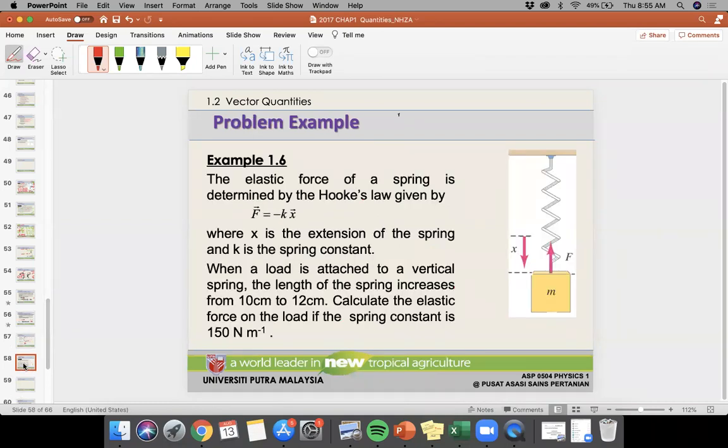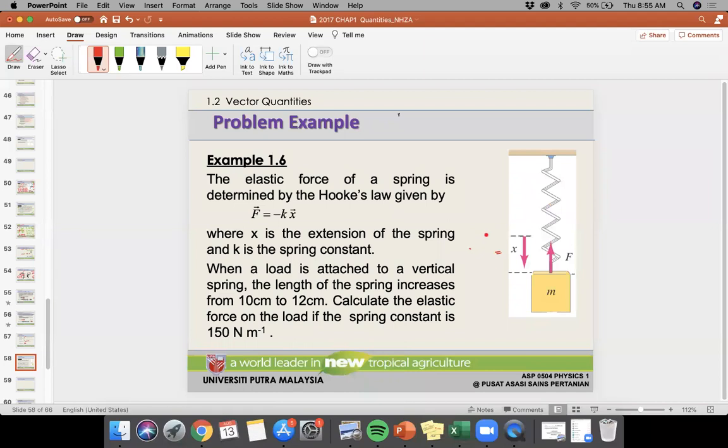Okay, so example 1.6. Oh, we have 5 minutes left. Okay, let me just do this quickly. The elastic force of a spring is determined by Hooke's law. F equals minus kx. So I told you, if the value of the scalar is negative, the answer is in the opposite direction, right? Where x is the extension of the spring and k is the spring constant. Okay, x is the extension of the spring. It means the spring stretches out, it extends by x.